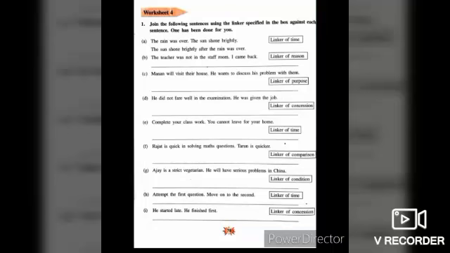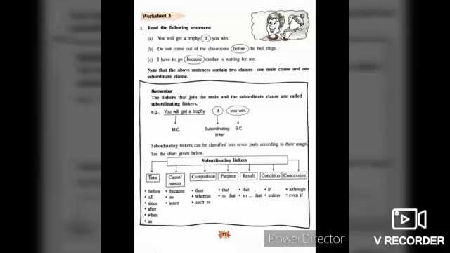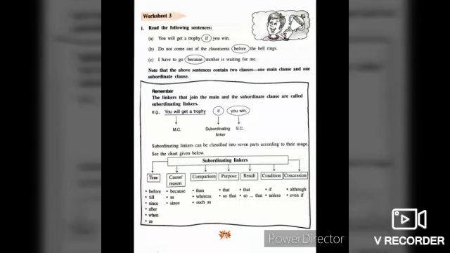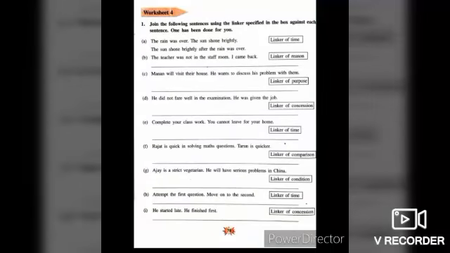Next is Manan will visit their house. He wants to discuss his problem with them. Here we have to use a linker of purpose. So our linkers of purpose are that and so that. So we will frame the sentence, Manan wants to discuss his problem with them, so he will visit their house. In the same way, you will complete the rest of the worksheet yourself.